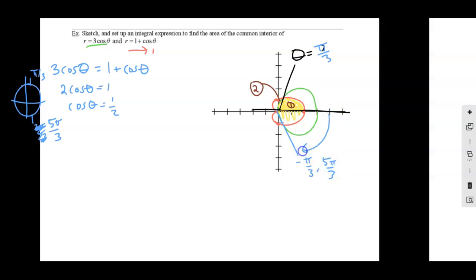You would probably just want to use the negative angle instead. But oh well, it doesn't matter. We're not even going to fuss with it. Could I do negative pi over 3 to pi over 3? Yes. But we're going to have to break this up anyway, so we might as well just use symmetry.